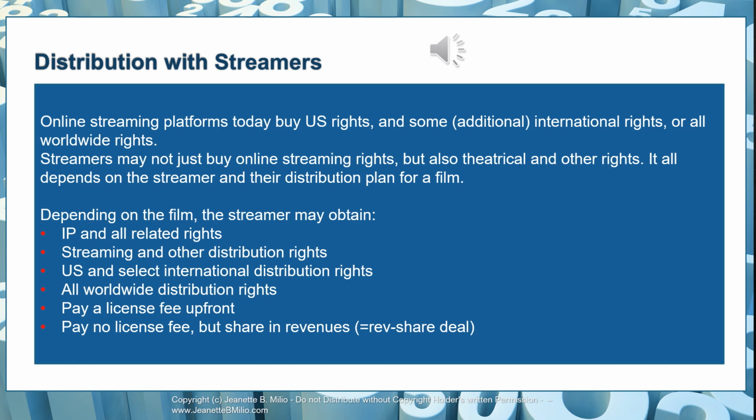Obviously, the more rights they buy, the higher the license fee is. They normally pay a license fee up front, meaning when they buy the rights for a movie, if it's all worldwide rights, they usually pay for the entire production and pay a little more, like a premium on top of it. Or if they buy certain licenses, let's say for the US or other international distribution rights, they pay license fees for those areas, for those territories if you want.